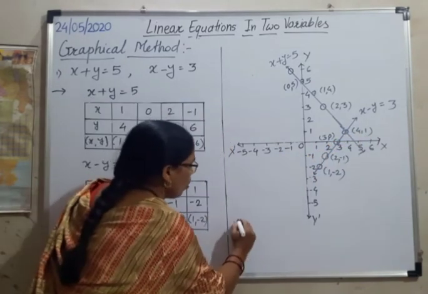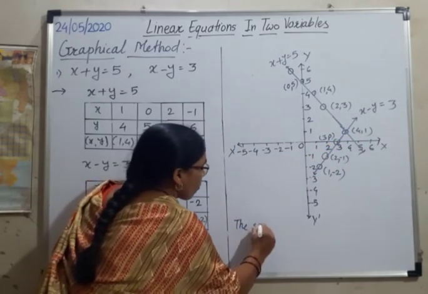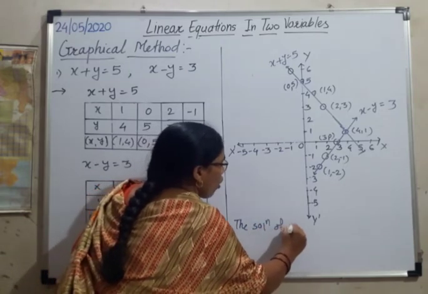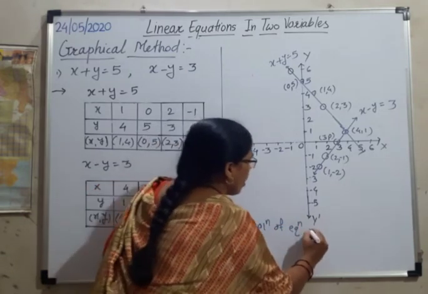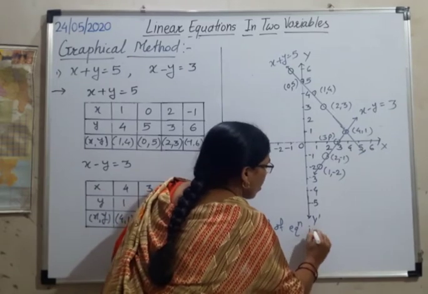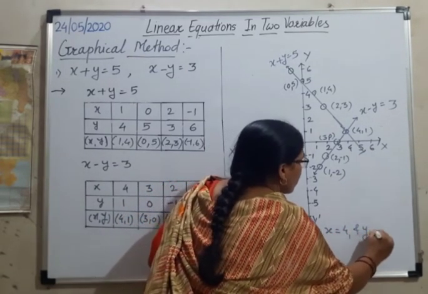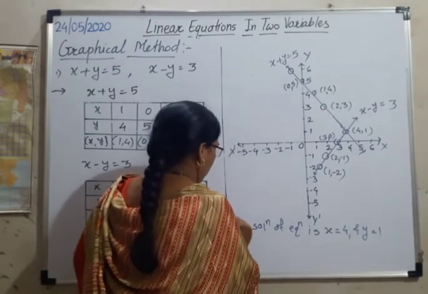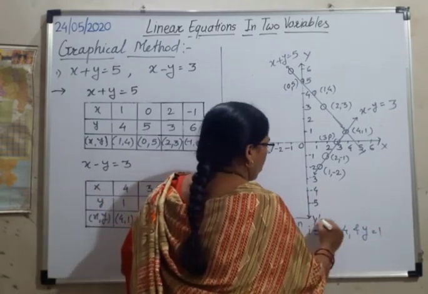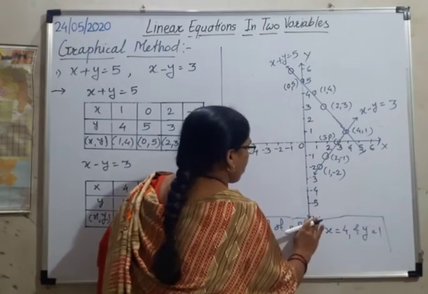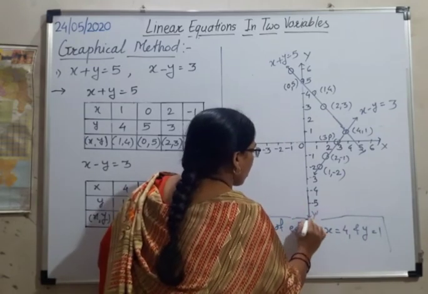That's why the solution of the equation is x is equal to 4 and y is equal to 1. This is the graphical method.